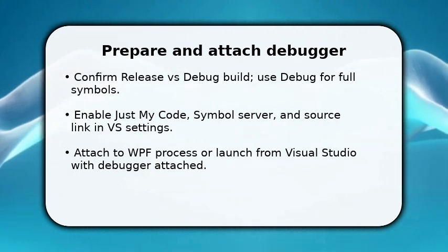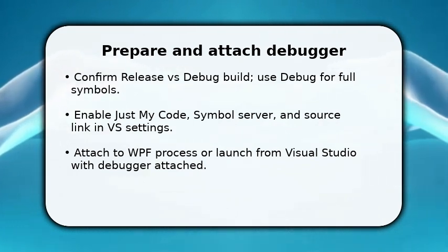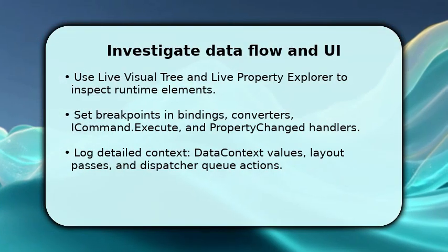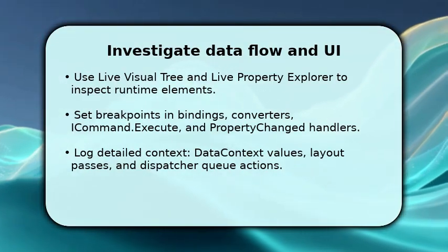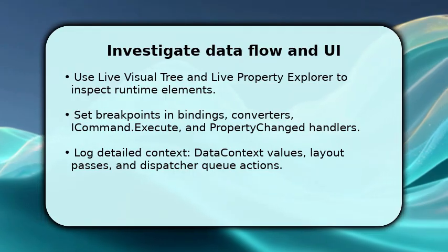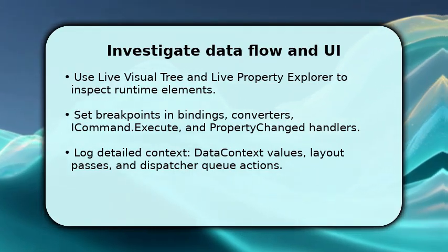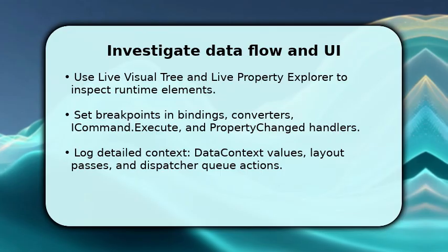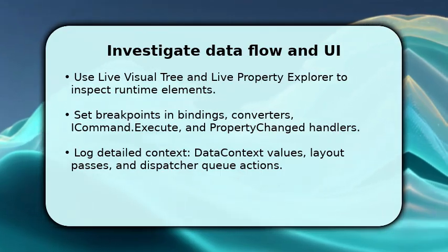You now inspect how data flows into the UI and why visuals behave unexpectedly. Use Live Visual Tree and Live Property Explorer to find mismatched data contexts or collapsed elements. Once found, set conditional breakpoints in bindings and converters.